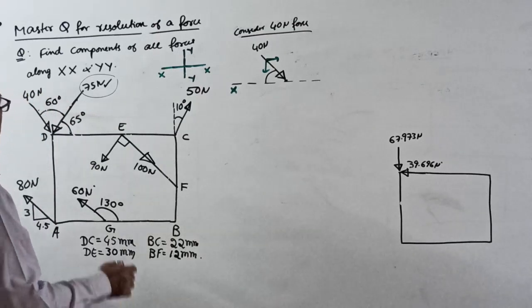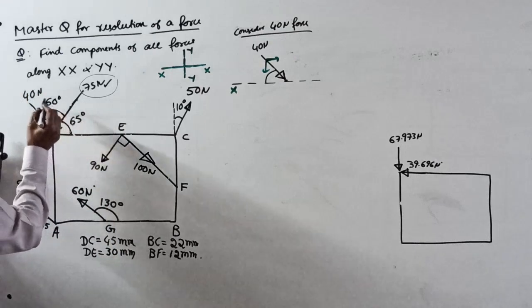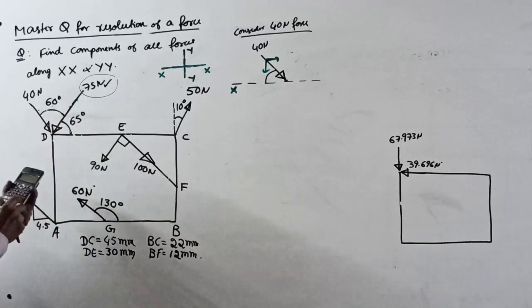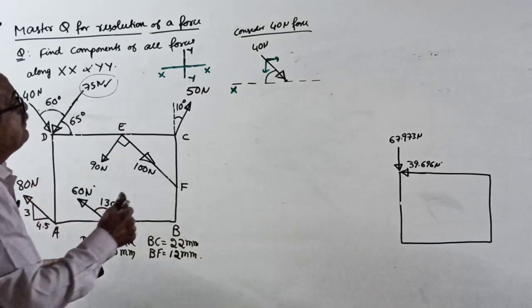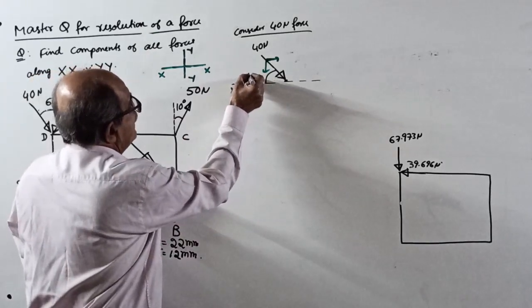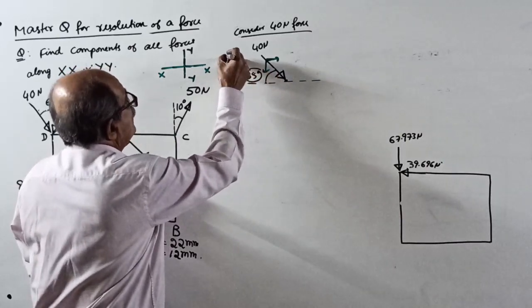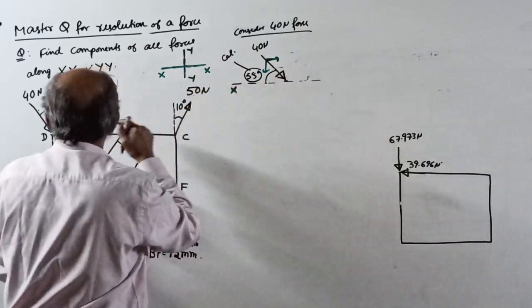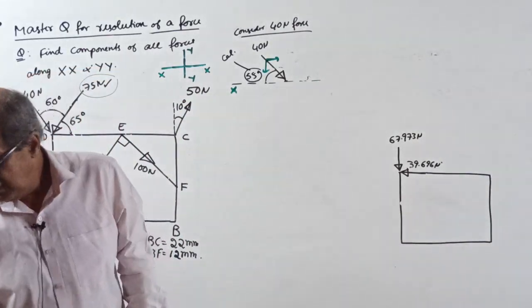Question changed. Then 65 plus 60. Change the question, because I do not want the same answer once again. 65 plus 60, 125 degrees. So 180 minus 125 is 55 degrees. This angle calculated is 55 degrees. Make a note, calculated value. Do not consider this angle. Do not take 65 plus 60. That is more than 90. What happens? I will let you know later.